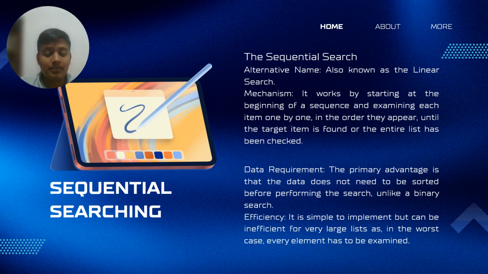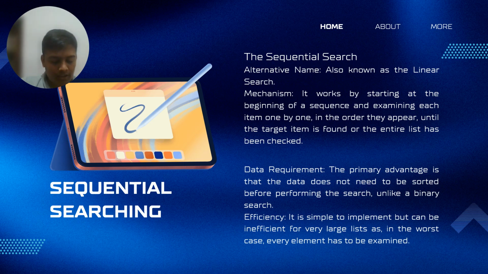What do we mean by sequential searching? It also has an alternative name, that is linear search. Its mechanism works by searching sequence by sequence. It is like indexing in arrays: each element is searched first, and then we move forward, and each item of that list is to be checked.